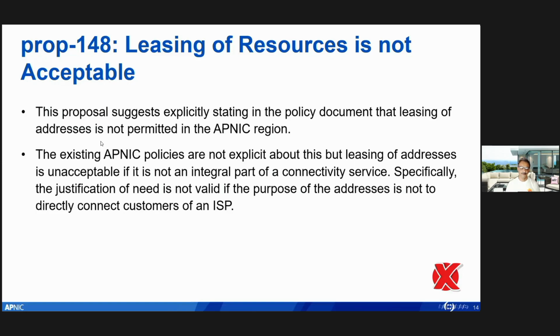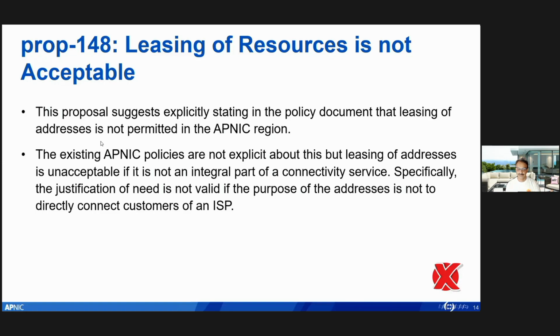The first one is, we assign a number to every proposal that's submitted to APNIC. So Prop 148 is the number of this proposal: Leasing of resources is not acceptable. Now, as I said, I, as an APNIC Secretariat staff, cannot voice my opinion on the proposal. So I will just read out what's there, and you can also read and understand what this proposal is about. If you need more details, you can go to the APNIC website or the APNIC 56 conference website, and you can click on that proposal number and read more details of that proposal.